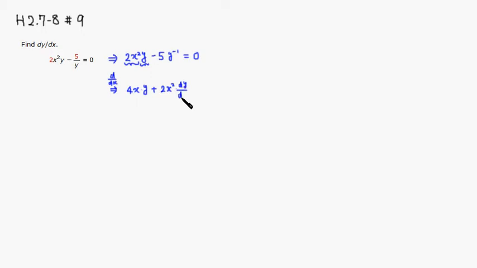over dx. Then the derivative of -5y to the -1: put -1 in front, so -5 times -1 is +5. Then you have y, subtract 1 from the power, so it's going to be y to the -2, and then you multiply by dy over dx. That is equal to the derivative of 0. 0 is a constant, so the derivative is 0 as well.